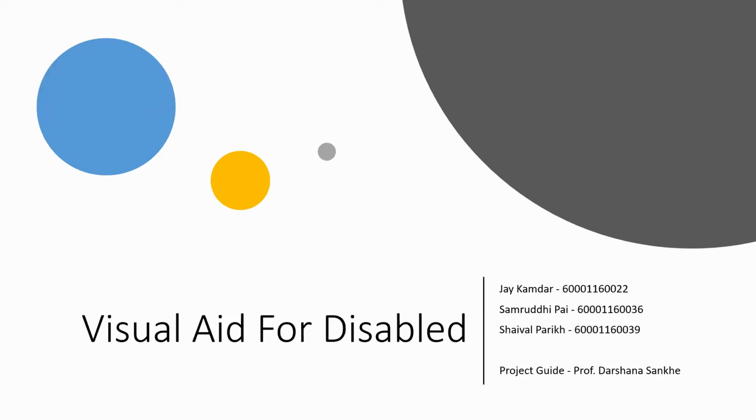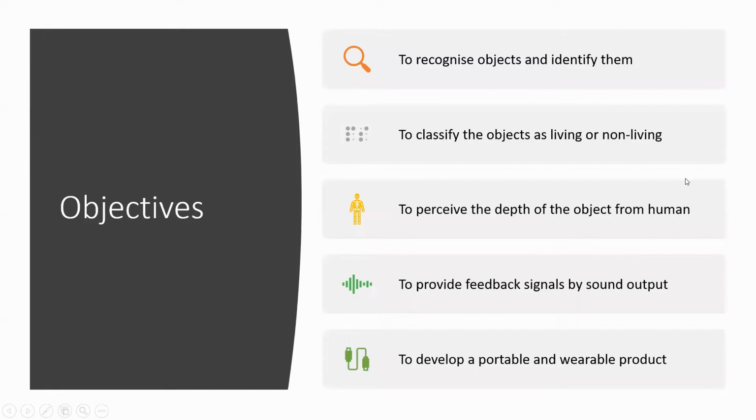Moving on, our problem statement is basically a wearable product which can be used by the disabled in order to detect obstacles. To break this down into objectives, the first thing would be to recognize objects and identify them, and classify these objects as living or non-living. The classification is important because if a blind person is walking, and there is a living human being standing in front of them, then he will definitely move from his path to allow the blind person to walk, and he won't necessarily be an obstacle in his path.